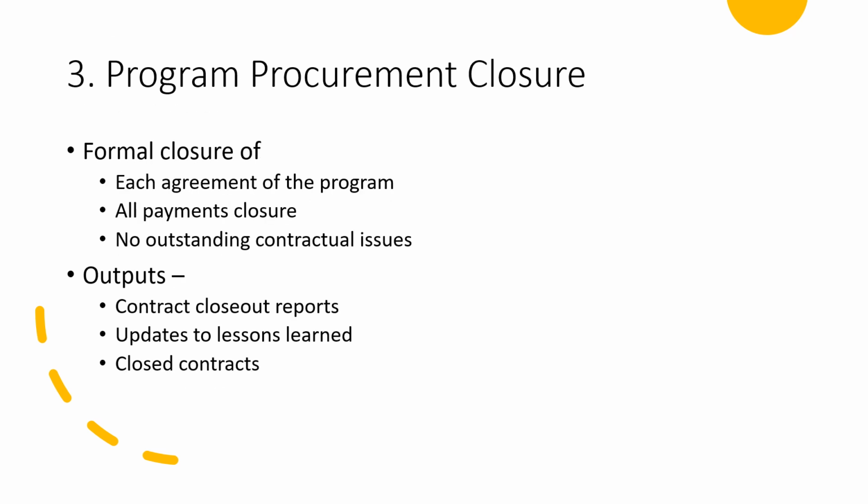The third important activity as part of closure is program procurement closure. It means a formal closure of each agreement of the program. Whatever contract you have with the supplier or your vendor, you have to close all the agreements which are part of the program. You have to close all the payments, and there should not be any outstanding contractual issues as well. So you have to formally close the contracts, the payments, and any issues with the contract. The output of program procurement closure is going to be contract closeout reports, updates to lessons learned, and closed contracts.